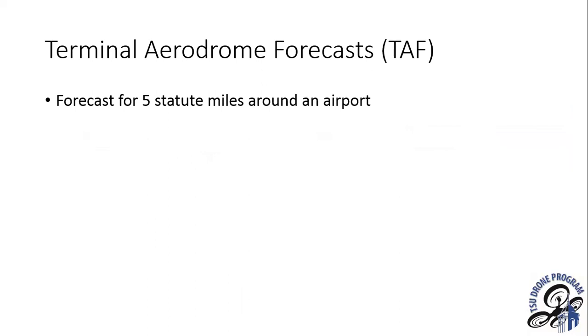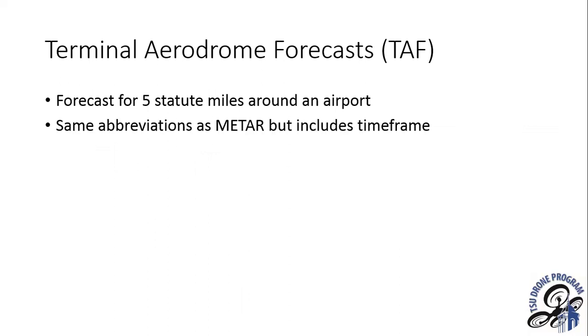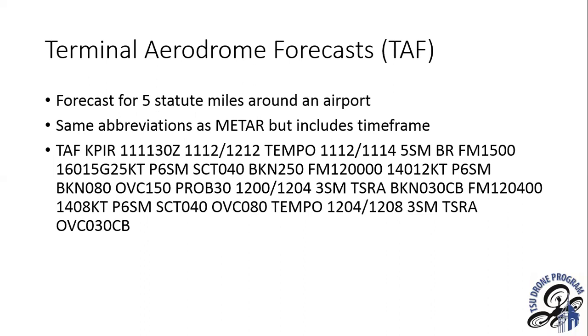Okay, now we've also got these TAF, which are the forecasts. So the METAR were current conditions, and the TAF are forecasts for 5 miles around a particular airport. And so they have the same abbreviations as the METAR, but they also include time frames. And so this is an example of it.